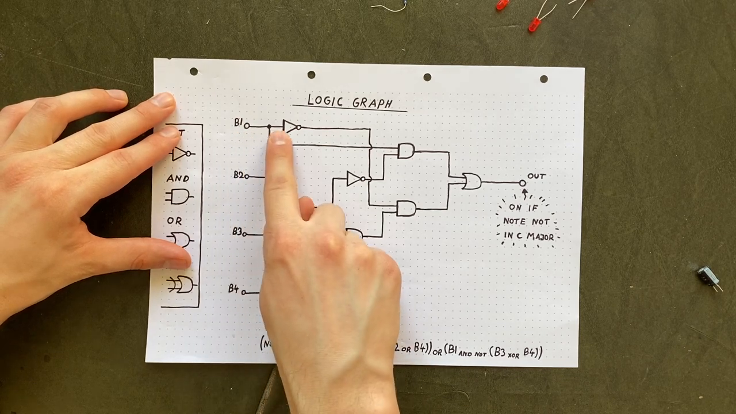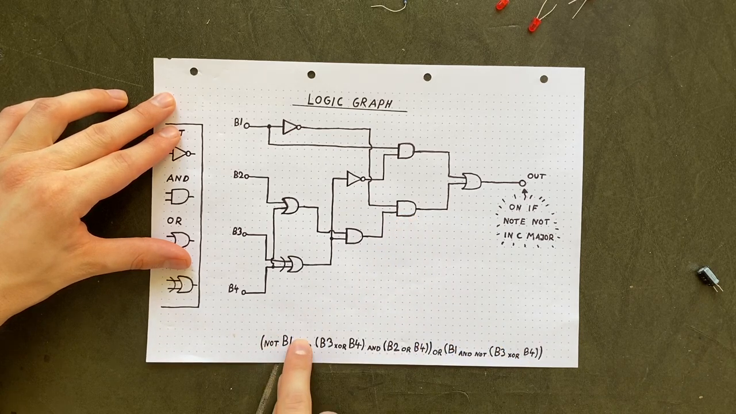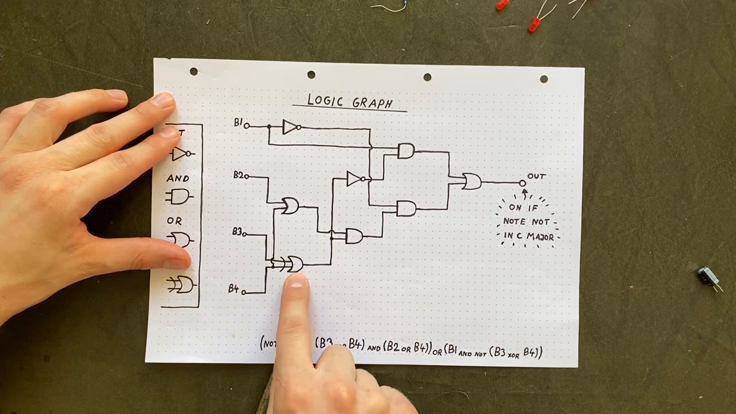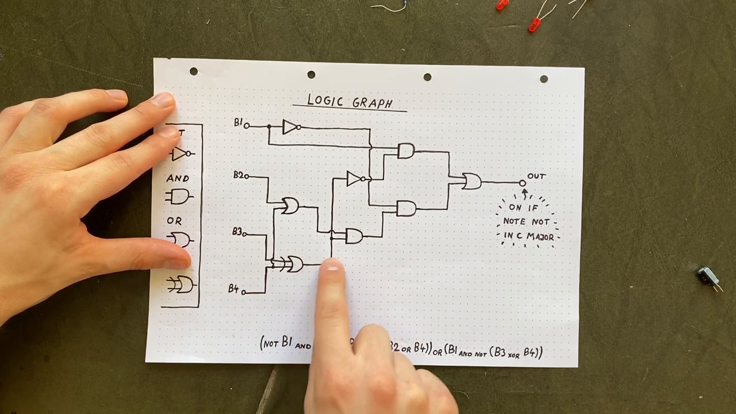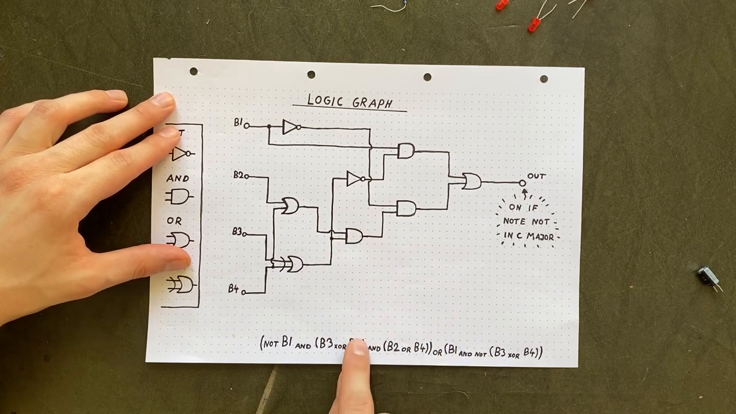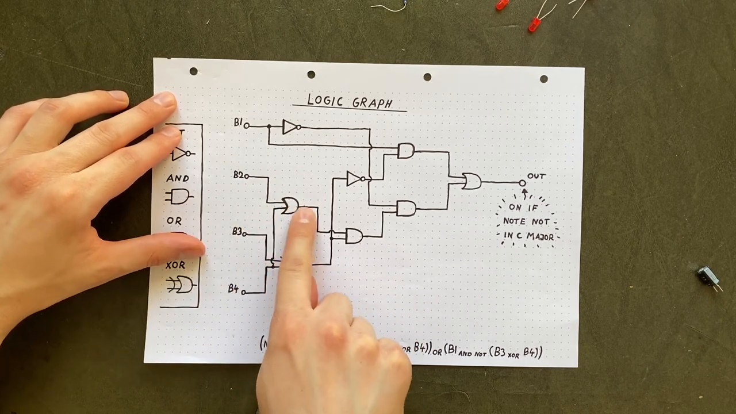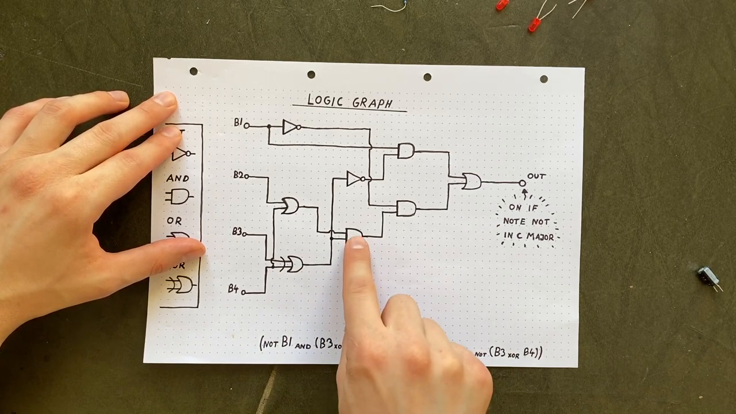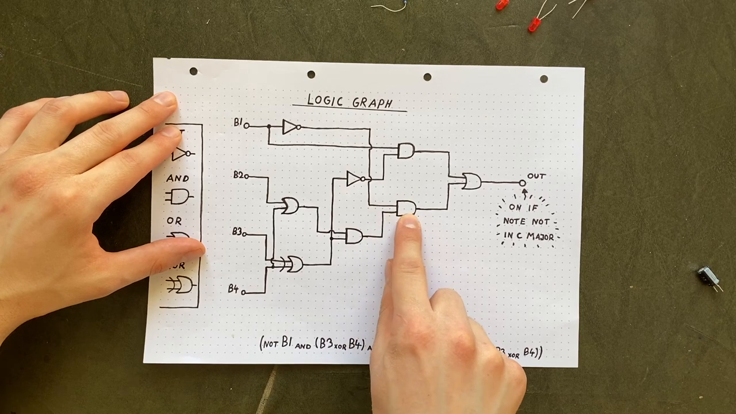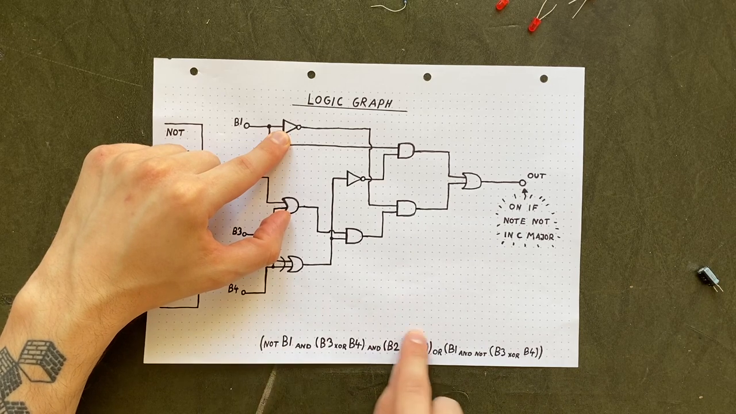We start out with the inverse of B1 and feed that into an AND gate. That's this first part. Then we're using this XOR gate on B3 and B4, and we feed the output into another AND gate. That's this part right here. Finally, we feed B2 and B4 into this OR gate, connecting the output to the same AND gate. So we get this part. And the result of that gets fed into another AND gate together with our inverted B1. And that's the first rule completed.